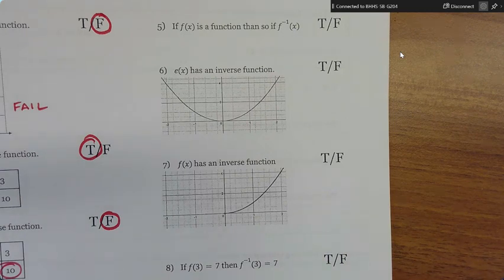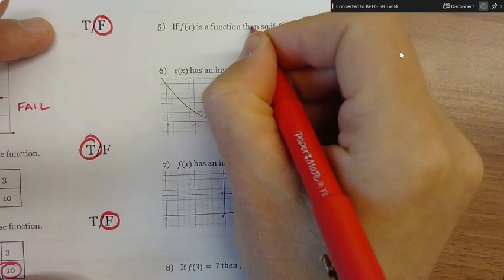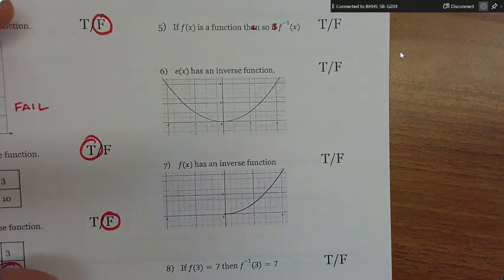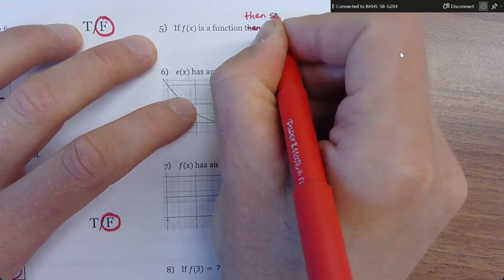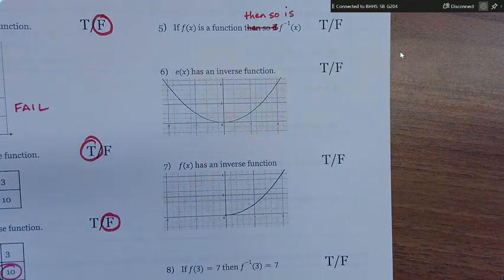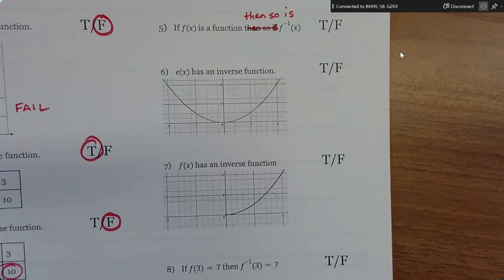Hey, Jake. On number 5, it says, if f of x is a function, then so if f. Oh, is that supposed to be "so is"? Yes, yeah, you got it. It should say "then so is."